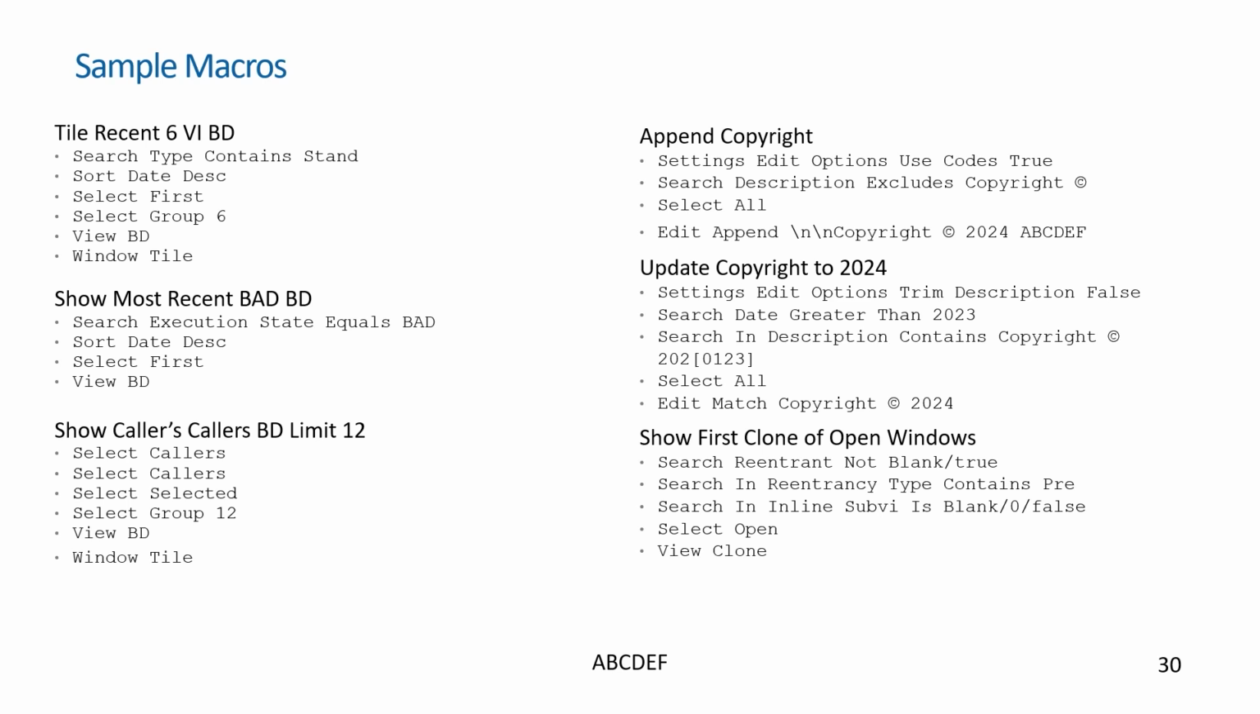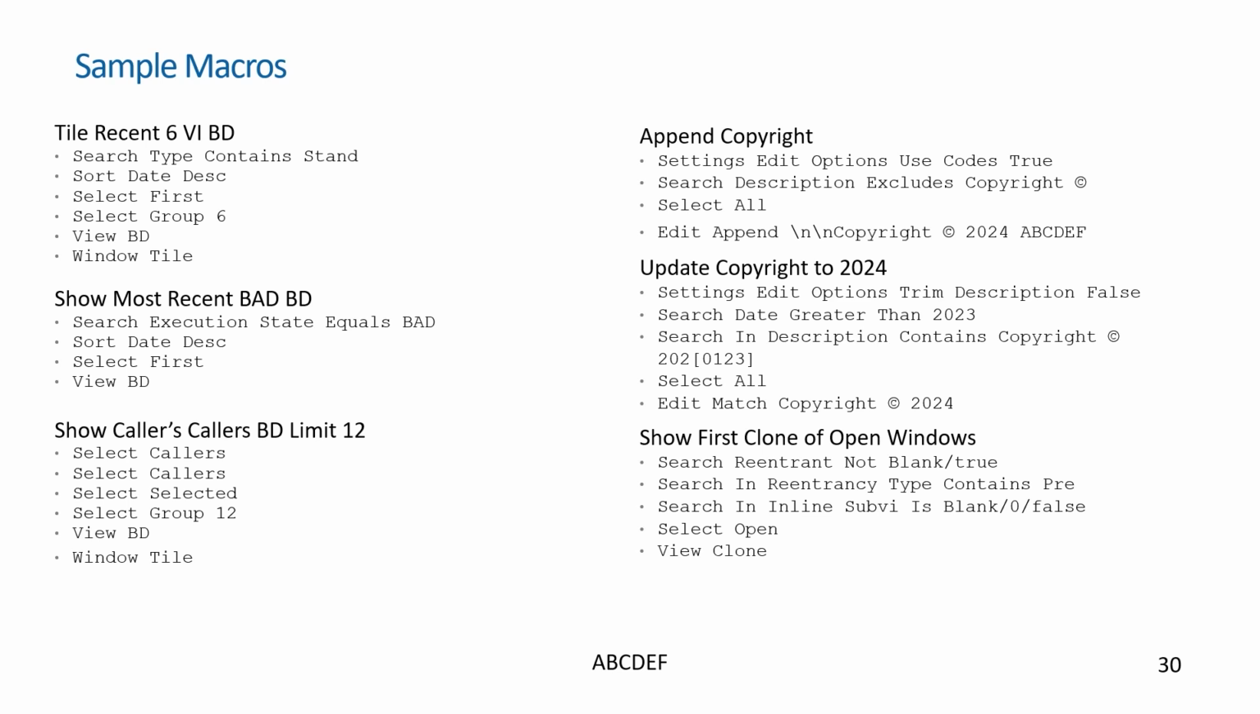Here are some sample macros. Tile recent 6 VI block diagrams: I use this every day to open the most recent 6 VIs in any given project and show just the block diagrams. Show most recent bad block diagrams: LabVIEW often says you have 1,000 VIs that are bad, but this one will open the most recently saved VI, usually the source of your problem.